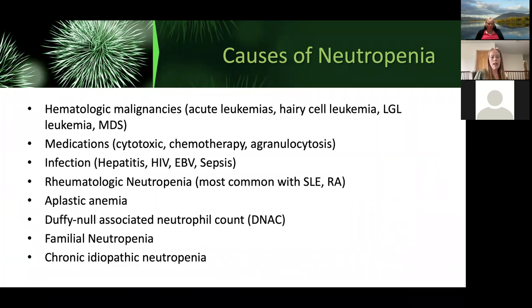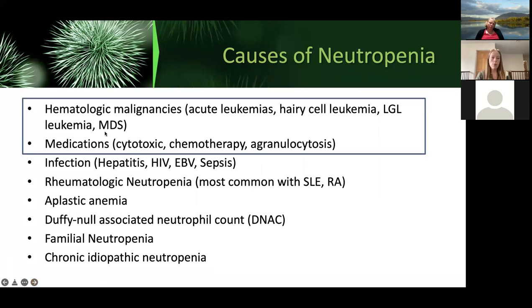The DNAC is common in Black African-American populations. Familial neutropenia is in other ethnic groups and runs in families. And then there's a certain percentage of the population that just chronically has idiopathic neutropenia. And those patients are just at that end of the bell curve for normal, with no pathologic reason identified.